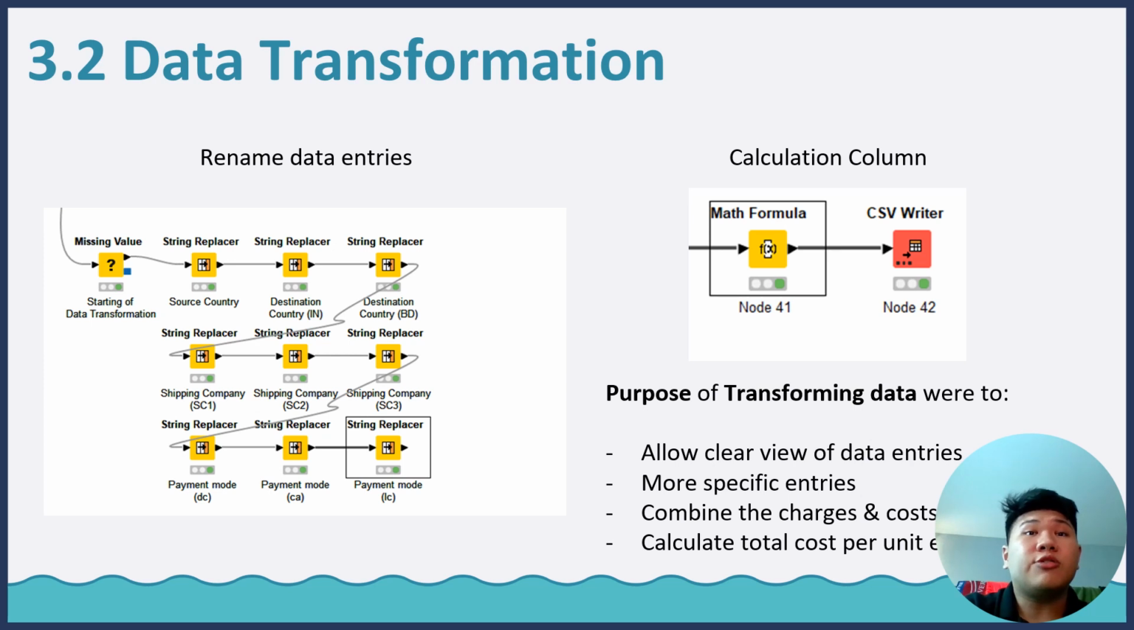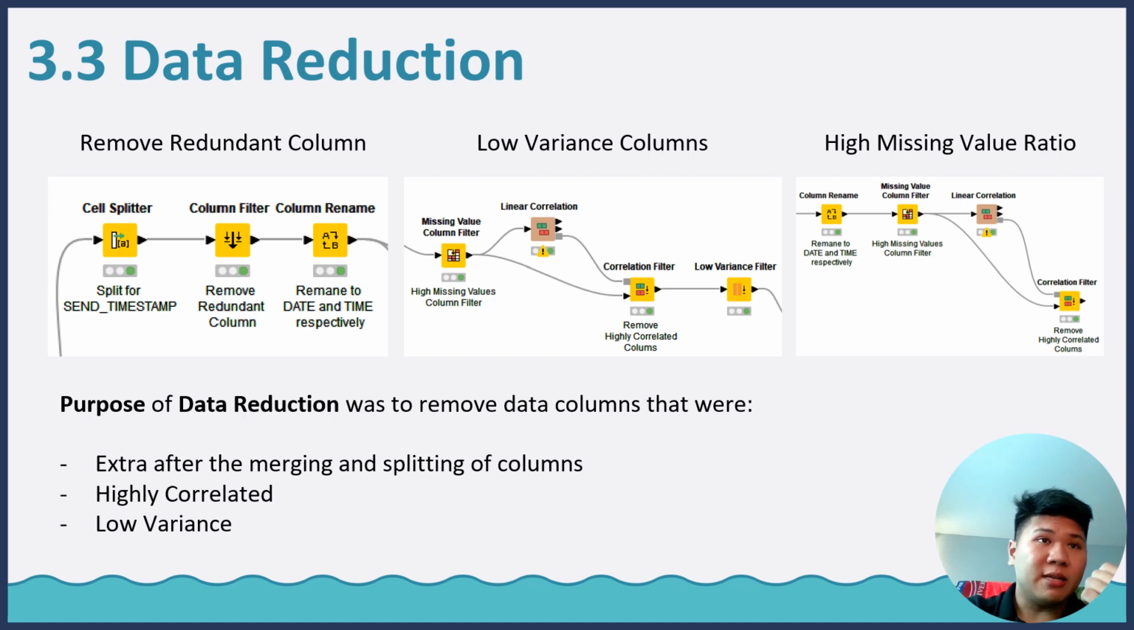For 3.2 data transformation, the purpose of transforming data was to allow clear views of data entries, more specific entries, combine the charges and costs, and calculate total cost per unit entry. And for our last part, data reduction, the purpose of data reduction was to remove data columns that were extra after the merging and splitting of columns, highly correlated and low variance.